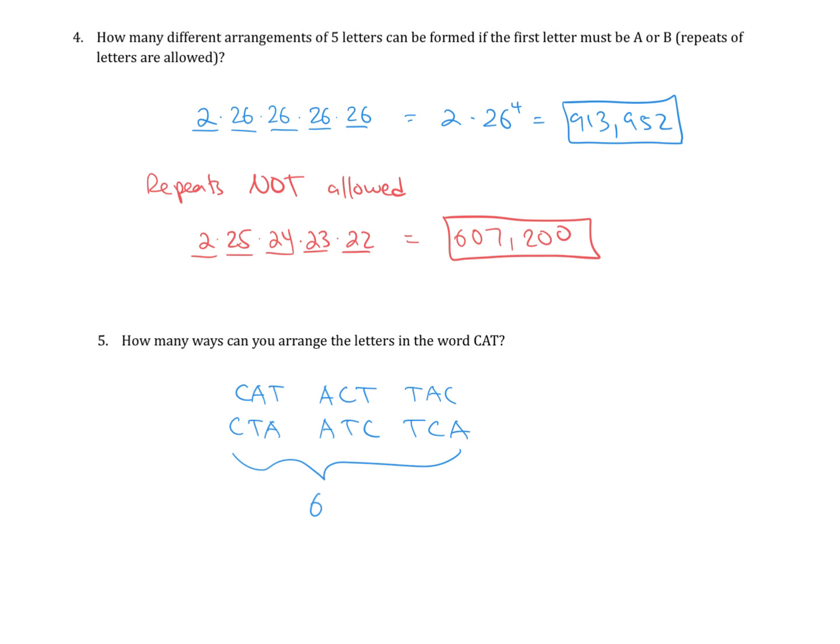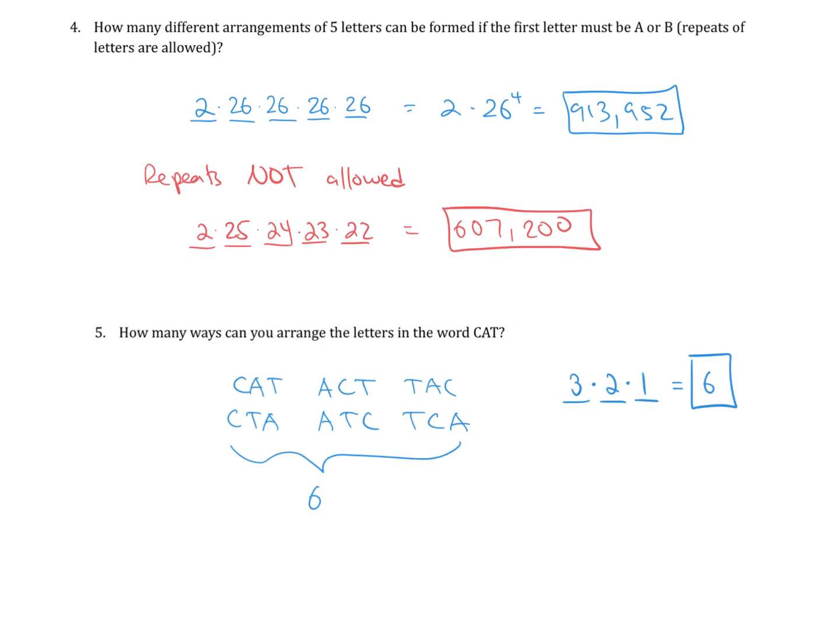Now, if we go up to more than 3 letters, it's going to become a much longer list. So let's use the fundamental counting principle instead. In this problem, we have 3 letters to choose from, C, A, and T, and 3 spots. So I have 3 choices for my first letter. But after I've used a letter, I'm down to only having 2 choices for my second letter, and then only 1 possibility for my last letter. 3 times 2 times 1 is 6 possibilities.